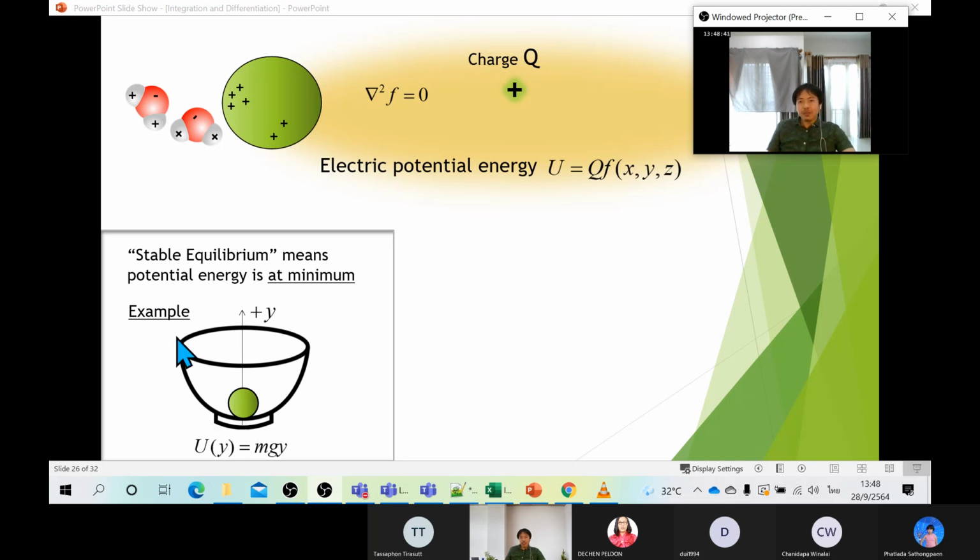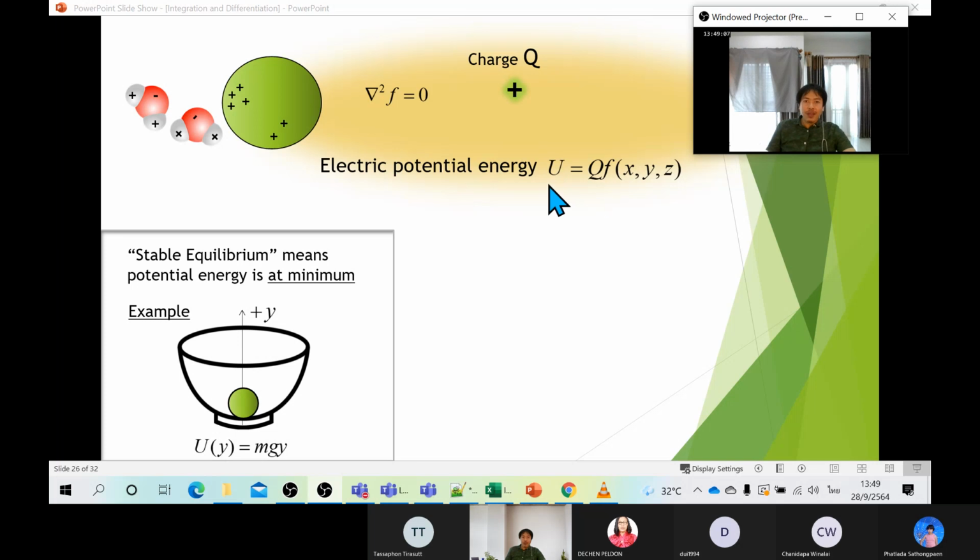Like in this picture, this is my energy for gravitation: mg times the height, mgy, that's my y. So at the bottom of the bowl, my energy is minimum. That's the condition for having a stable equilibrium, for mechanics. Now let's get back to the electric system.